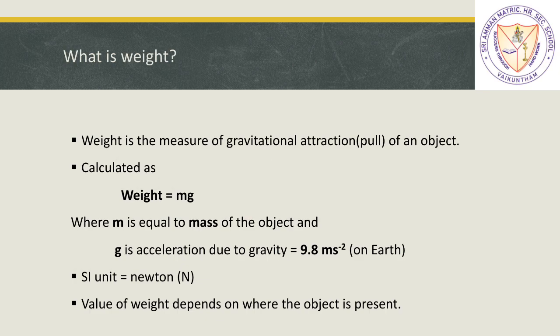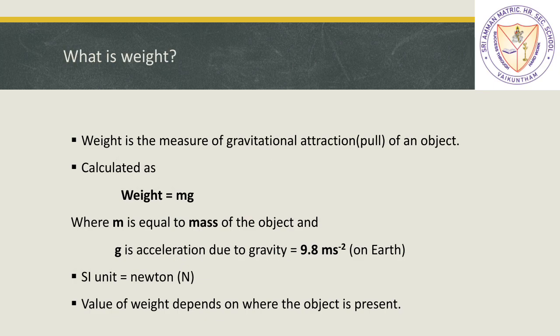Where m is the mass of the object, and g is the acceleration due to gravity. Since we are talking about the Earth's surface, the value of g on Earth's surface is equal to 9.8 meter per second square. So 9.8 meter per second square is the value of g on the surface of Earth. If you go to some other place like the moon, the value of g will change. I hope you are understanding. g is constant on the surface of Earth. If you go to the moon, the value of g will change.